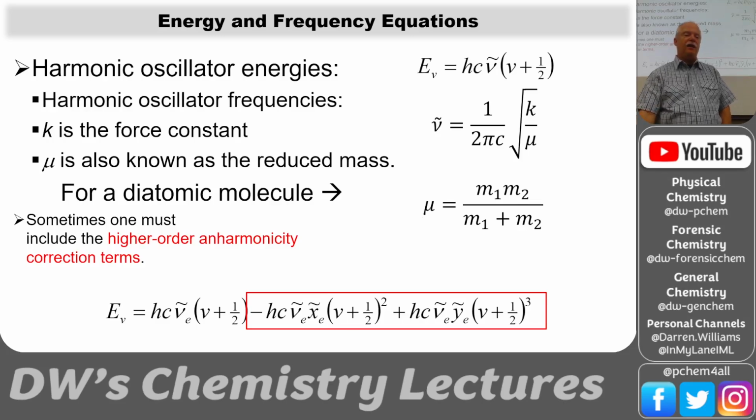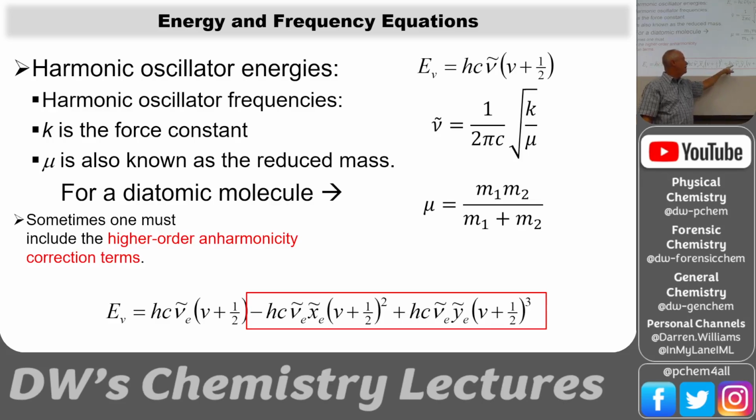Sometimes those anharmonicity corrections come into play. And so you can see that energy equation up there. That's for the harmonic oscillator. This is for the anharmonic part. So we would subtract a little piece based upon the quantum number squared. And so we have this XE term, which is the first anharmonicity constant. And then that at higher quantum numbers tends to subtract too much.